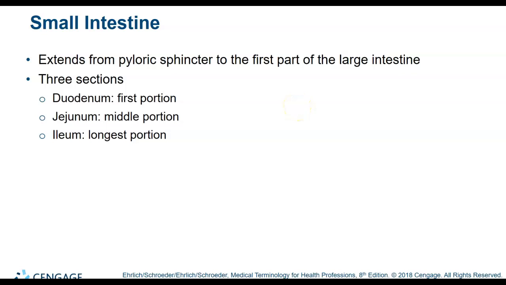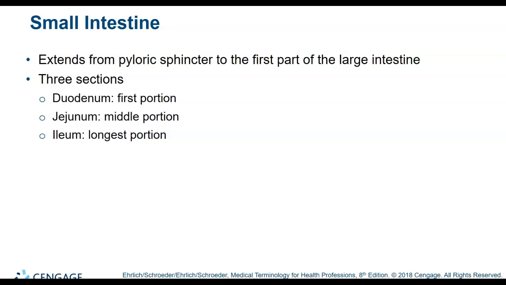There's three sections of the small intestine. The duodenum. Now, some people are going to pronounce this duodenum. We're not going to argue with them, but technically the pronunciation is duodenum. The jejunum, which is the middle part, and the ileum, which is the last and longest part of the small intestine. Please note the spelling. You will notice it's ileum, which is for the small intestine.